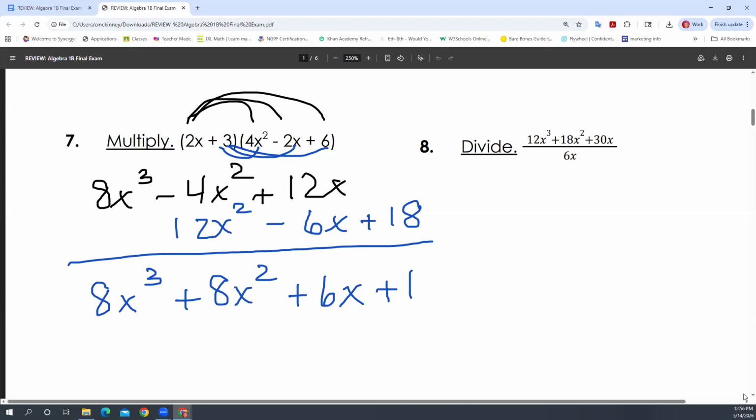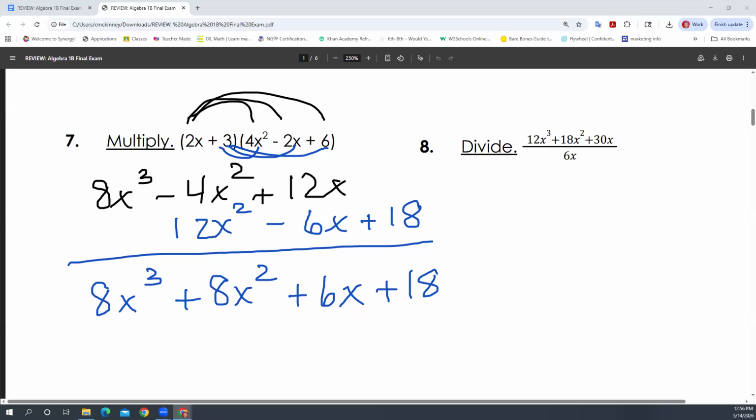plus 18. So notice that even though I say I'm adding them together, adding the two rows, I have to pay attention to the signs. So negative 4, positive 12, actually subtract. Same with the positive 12 and the negative 6.